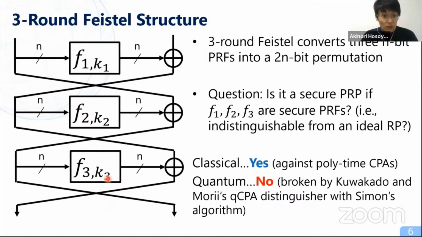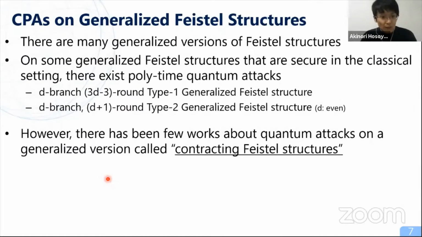So this is the summary on the 3-round Feistel structure. Actually, we can also construct 4-round Feistel, 5-round Feistel, and so on. In the previous slide, I explained the usual Feistel structure, but there also exist many generalized versions of Feistel structures. On some generalized Feistel structures that are secure in the classical setting, there also exist polynomial time quantum attacks, as with the 3-round balanced Feistel structure. For example, the d-branch, 3-round, type-1 generalized Feistel structure is secure in the classical setting, but can be broken in polynomial time in the quantum setting.